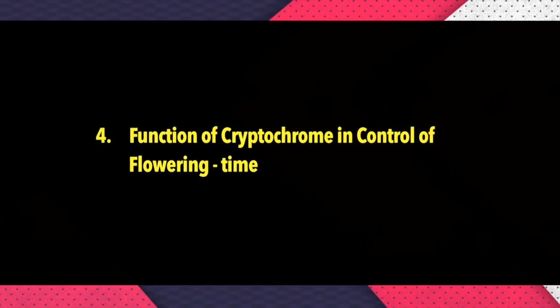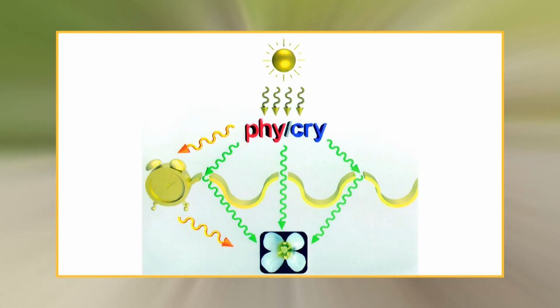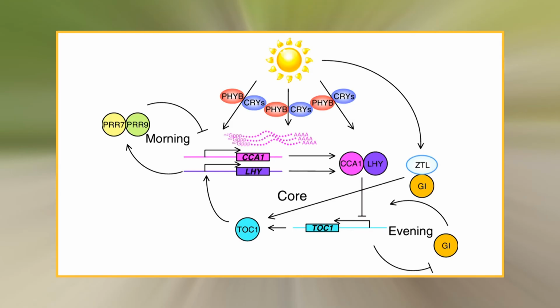Number 4. Function of cryptochrome in the control of flowering time. Plant flowering time is controlled by various signal transduction cascades. These cascades connect many environmental signals to developmental programs. One of the most important environmental signals affecting flowering time is day length or the photoperiod. Although it is well known that phytochromes are major photoreceptors regulating flowering time, a role for cryptochrome in photoperiodic response has been shown recently.